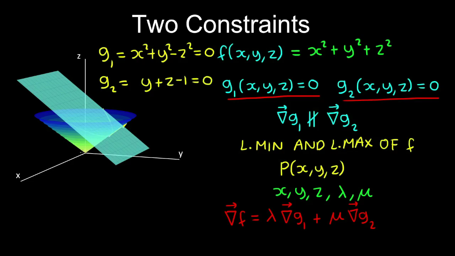So we're looking for the closest distance of a point to the origin where the point lies on the curve that's formed from the intersection between the plane and the cone, which we know is a parabola.